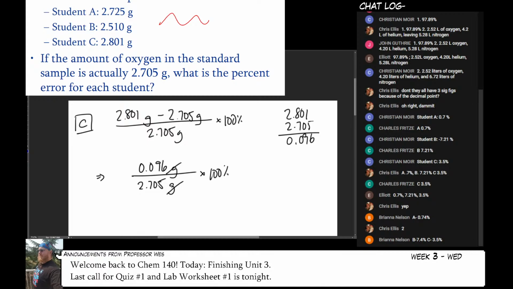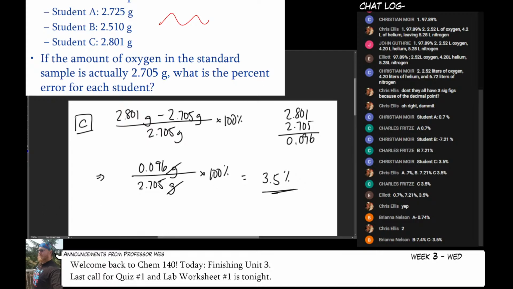Oops, I forgot to times by 100. My answer was way too tiny. 3.5% error. There you go. Everybody got that one. Hooray. All right, that's percent error. Let me know if you have any questions. That's also the end of Unit 3. So, hooray, we did it.